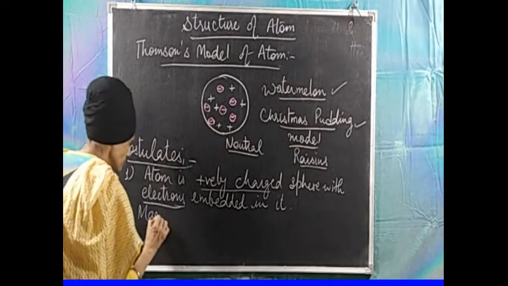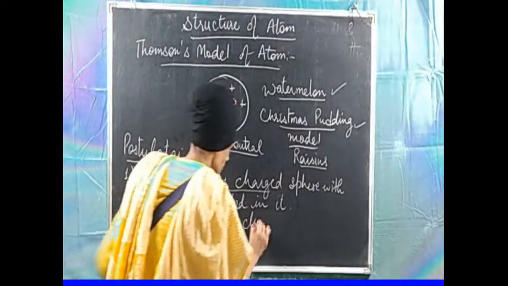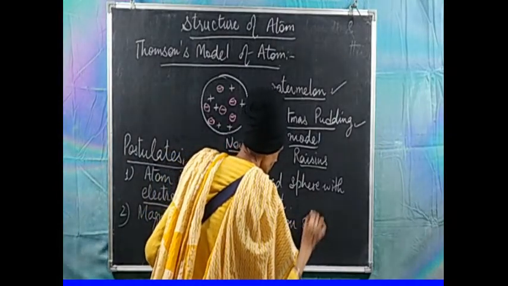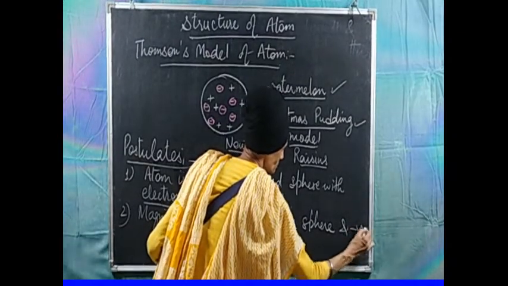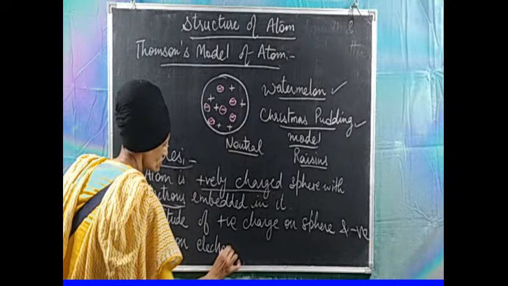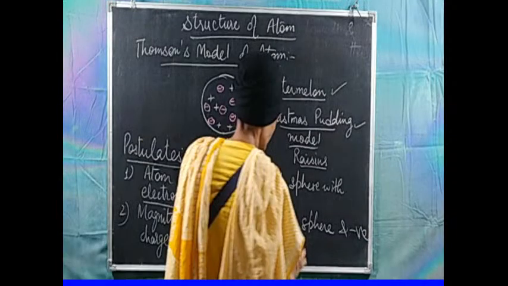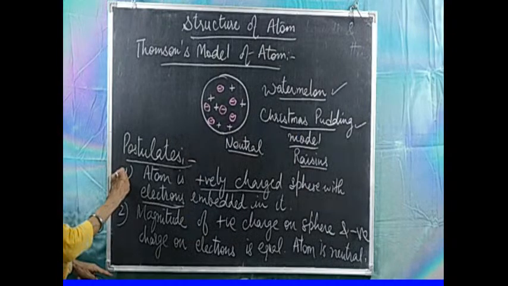The magnitude of positive charge on the sphere and negative charge on the electrons is equal, and as a result the atom as a whole is electrically neutral. So these are the main postulates of Thomson's model of the atom.